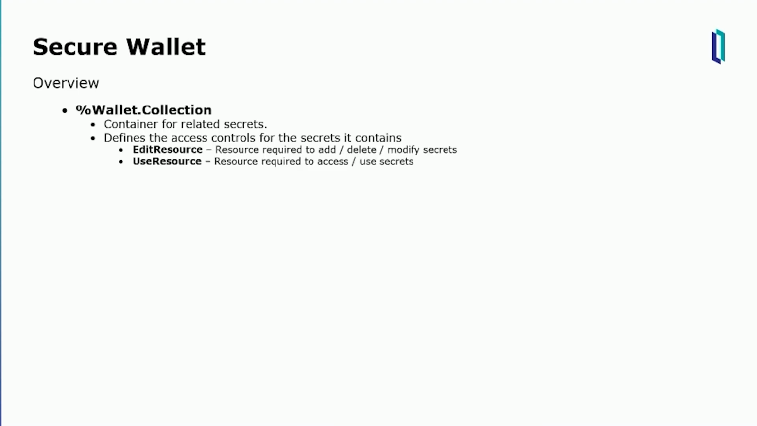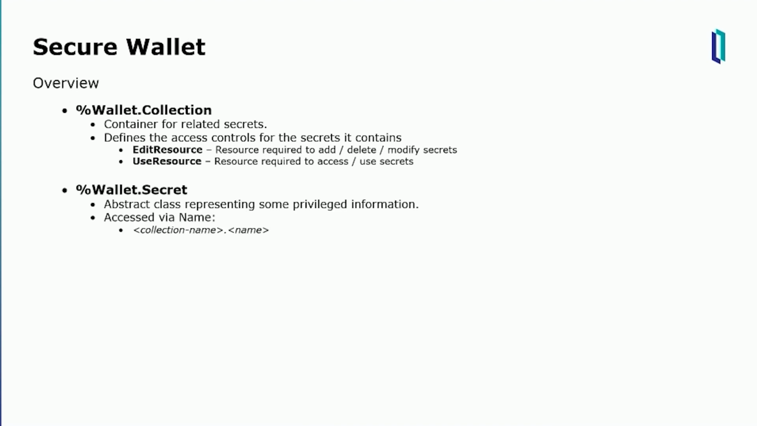So what we've implemented here is an ObjectScript API that you can use to create these secrets. A secret lives in a collection. The collection is where we define the access controls. A collection has two resources you specify. You can specify an edit resource and a use resource. As you could maybe figure out, the edit resource is what you need access to this privilege to create, modify, delete any secrets inside the collection. And then the use resource is what you'll need in order to access that secret, however that secret defines its access.